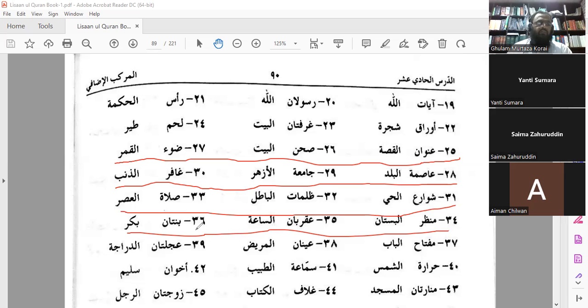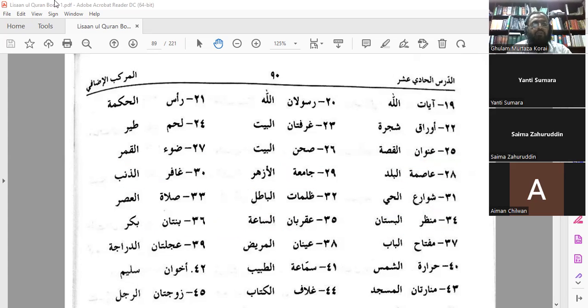Yes, go ahead, sister. 36. Binta Bakrin. Okay, no issues. It doesn't matter, but it shows that you need to revise everything again. Keep revising. The next volunteer.